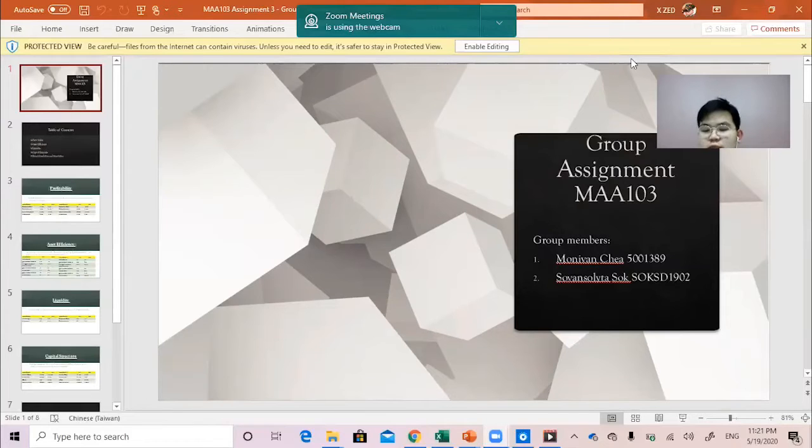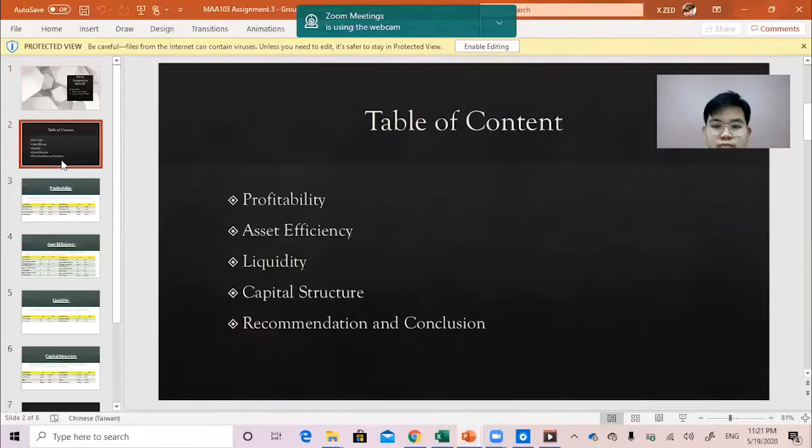In order to decide which company to invest in, there are four things to discuss: profitability, asset efficiency, liquidity, and capital structure. Here is the table of contents: profitability, asset efficiency, liquidity, capital structure, and recommendation and conclusion.